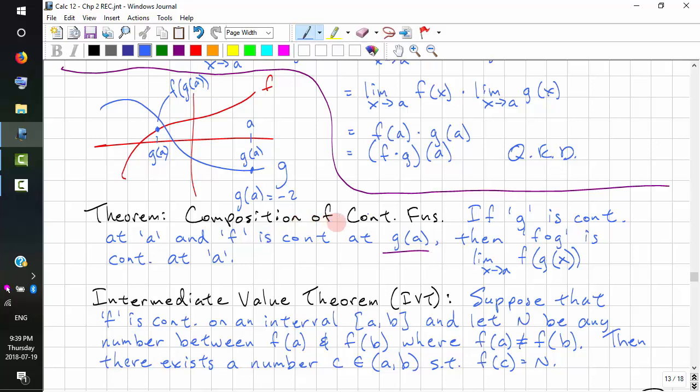So composition is a little bit different than our other properties here. The proof is a little bit more difficult, and we're not going to be covering that.